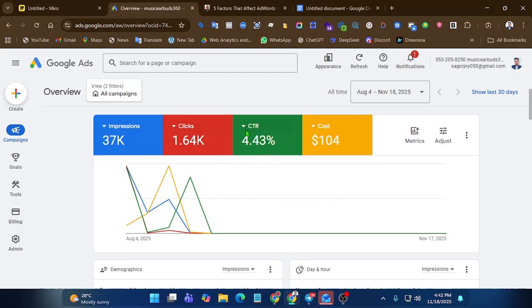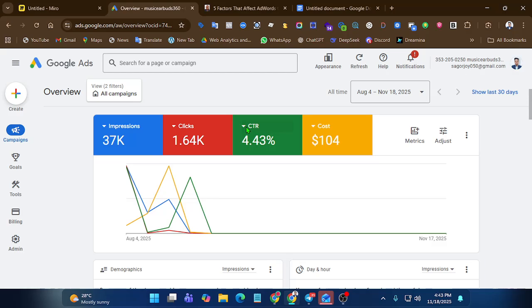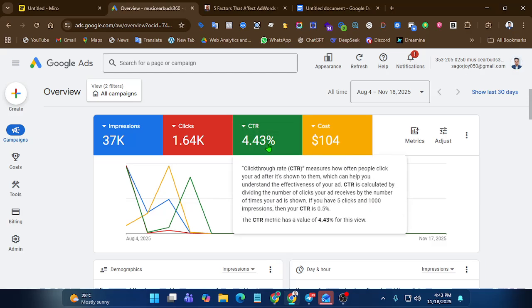Then CTR means click-through rate. CTR shows what percentage of people clicked on your ad after seeing it. For example, if you get 100 impressions and 10 clicks, your CTR is 10%.